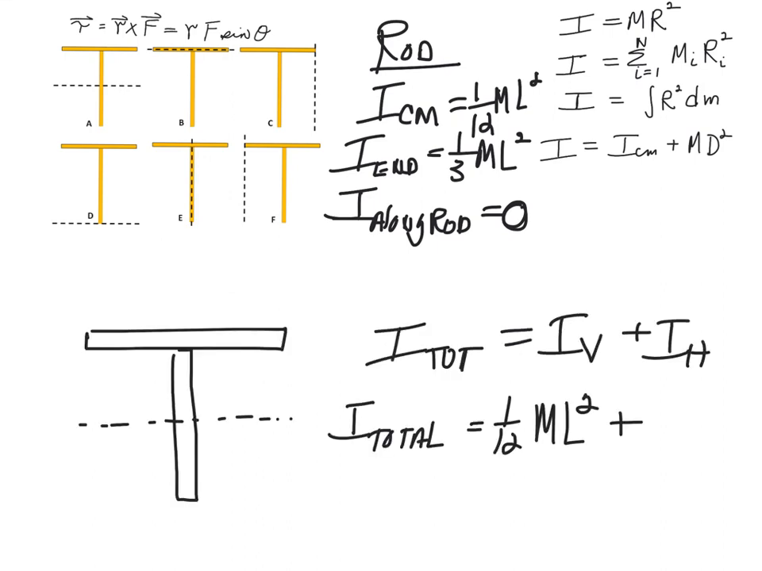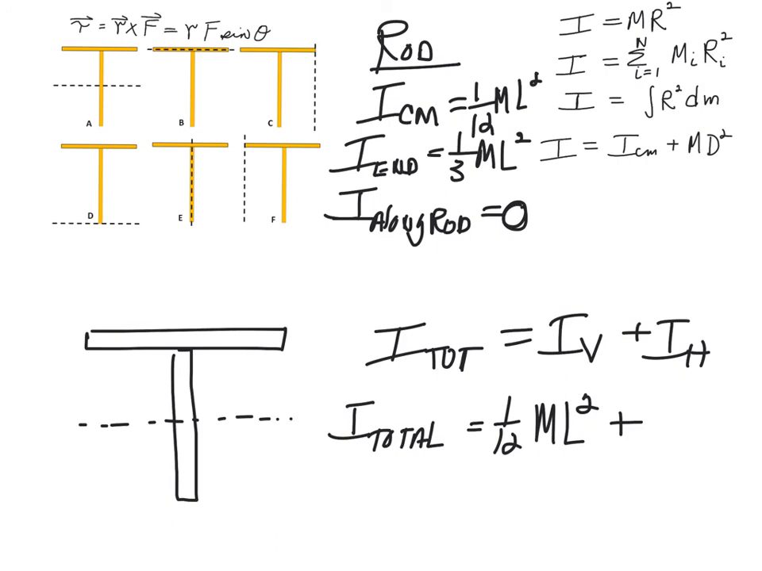Okay, I'm not going to work through all 12 examples, but let's do a few and then see how you can do. So let's do A. Here it is, the T section, there's the axis. So the total inertia of any of these is going to be the sum of the inertia of the vertical rod and the horizontal rod, and those will vary depending on where the axis is, right? The inertia of any object depends on where you put the axis.